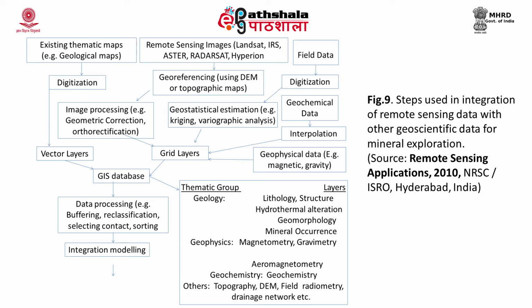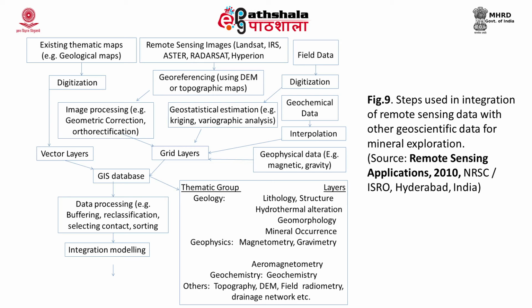At the same time, if you have other data, for example geochemical data or geophysical data, you can go for interpolation. If you have data from a small area, you can go for interpolation and prepare the grid layer. If you have geophysical data, then go to the grid layer. Once you have the grid layer and vector layer, using these two you can prepare the GIS database.